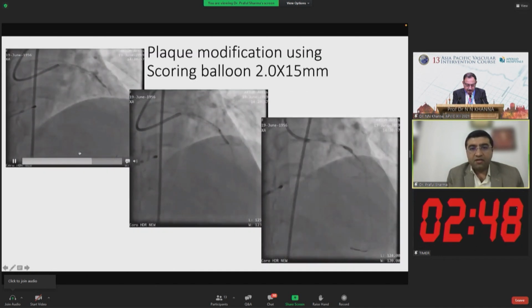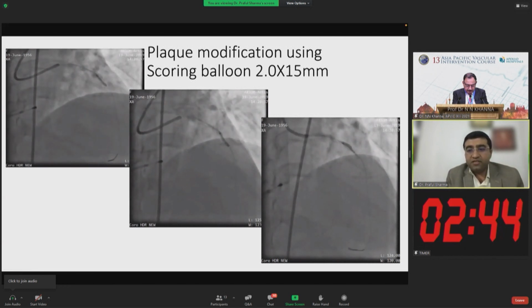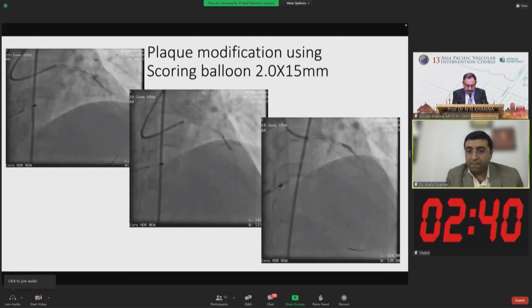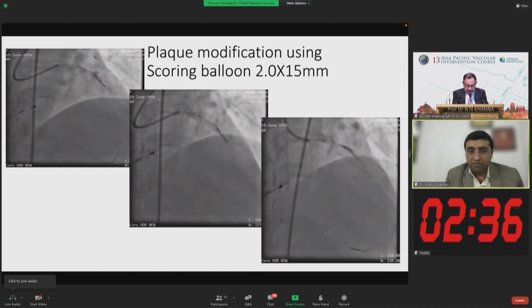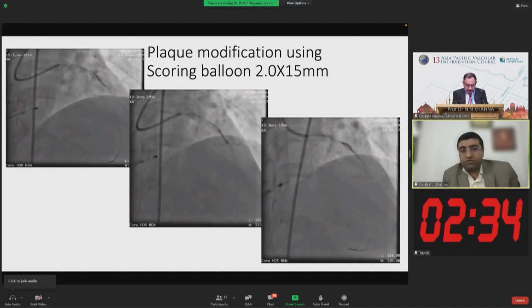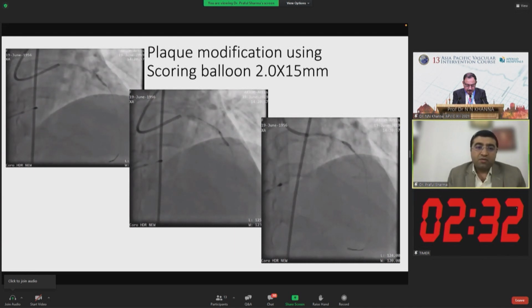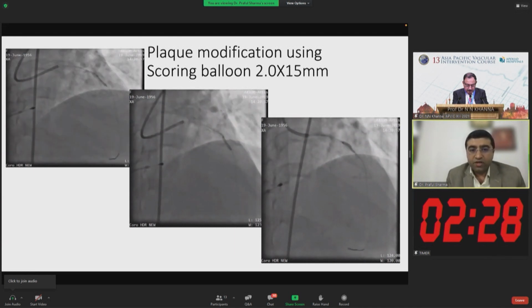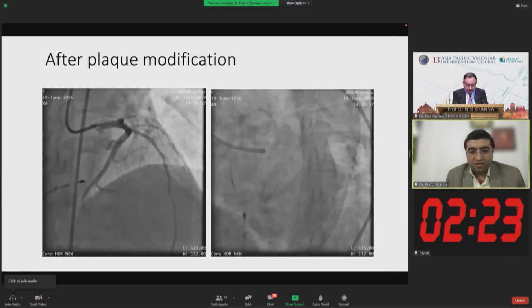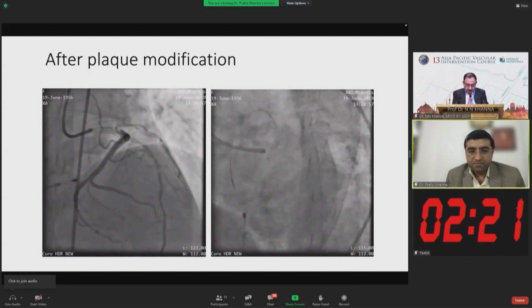We tried to use plaque modification using a scoring balloon. Now, if you can see, even the scoring balloons are not opening satisfactorily. That means even after the rota of 1.25, in hindsight, we should have switched over to a 1.5 rota burr. But since the patient started developing pain, we had to shift quickly to a scoring balloon and try and finish the case quickly.